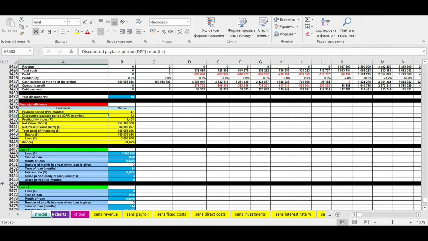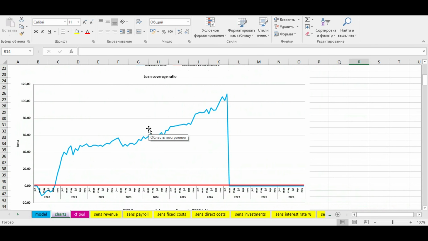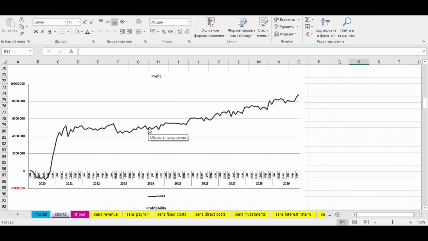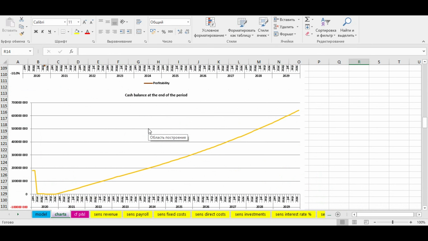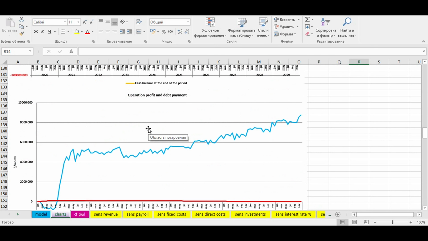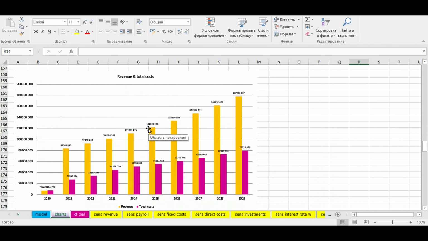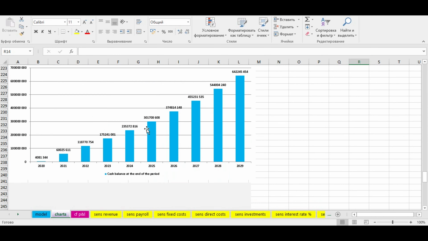Now we can see the graphic illustration of your business idea. Here we see in monthly detail simple and discounted payback period, loan coverage ratio, revenue and total expenses, profit, profitability, cash balance, cumulative profit, operation profit, and loan payment. Then we have the same information done yearly.